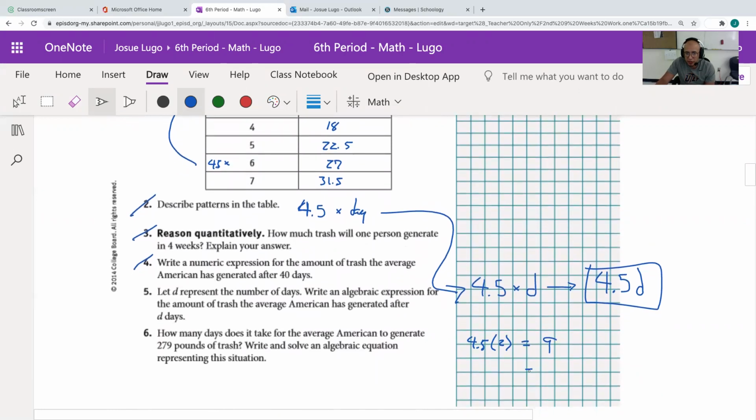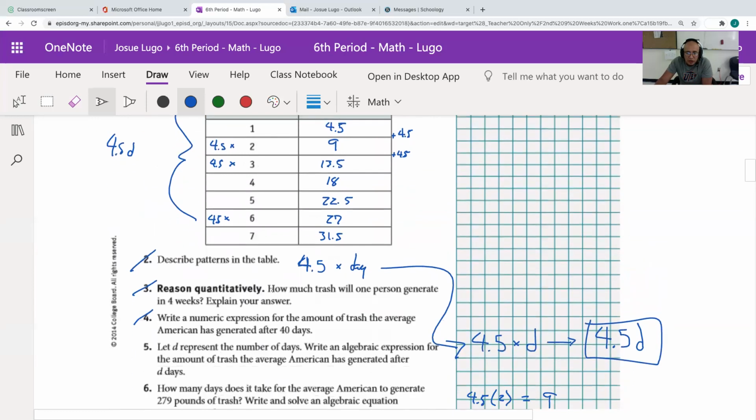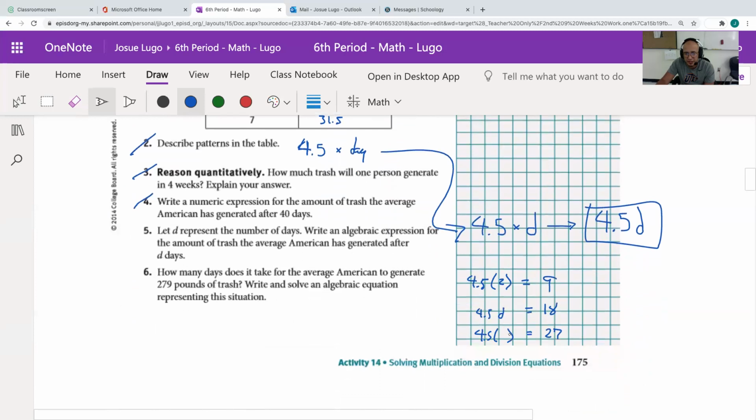If I asked you, how many days did it take to produce 18 pounds of trash? Well, again, it would be 4.5 times the day. And how many days did it take to do 18? Well, that would be 4, right? Well, what if I asked you how many days did it take to do 27 pounds? Let's look at the table. 4.5 times how many days did it take to do 27? We see that that would be 6.